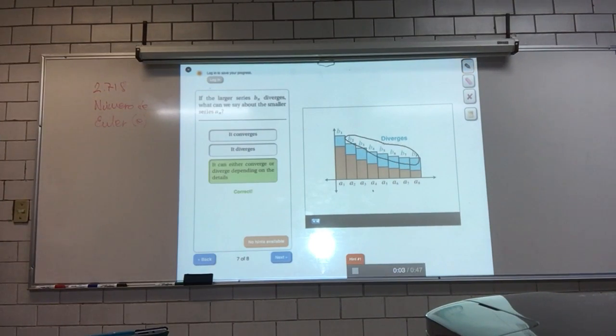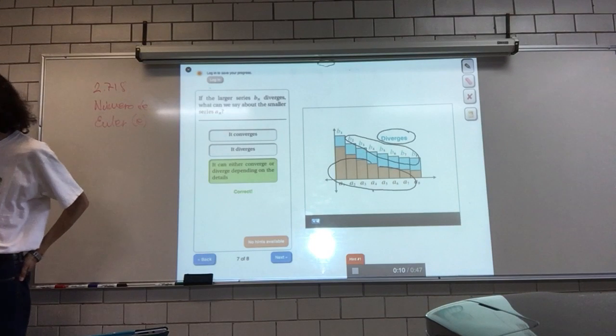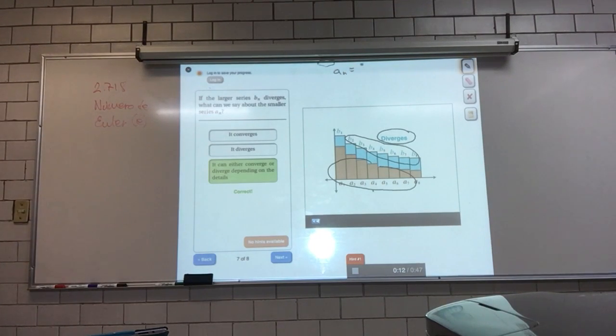So now we know that the B's, the bigger series, diverges. What can we say about the smaller series? Well, let's look at some examples. Let's say that each term AN is 1/2 of BN. So the A's are all smaller than the B's. They're half of the B's.